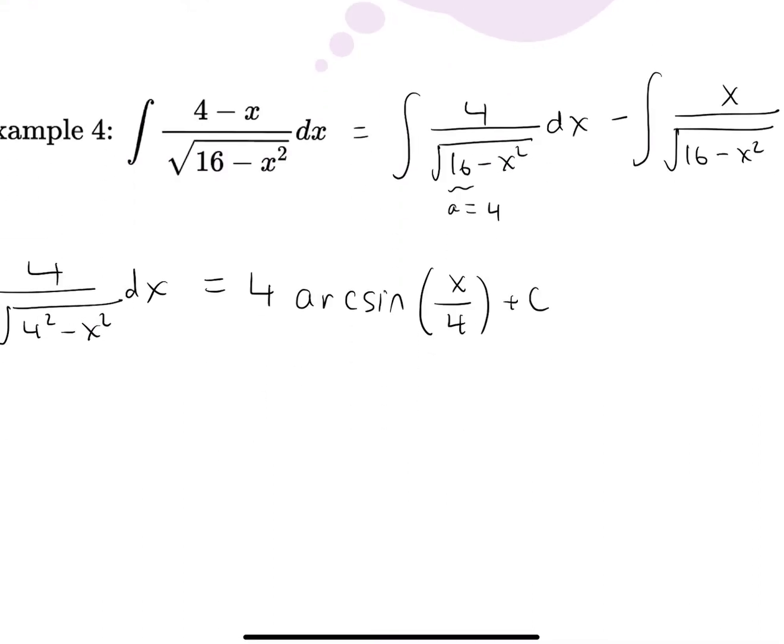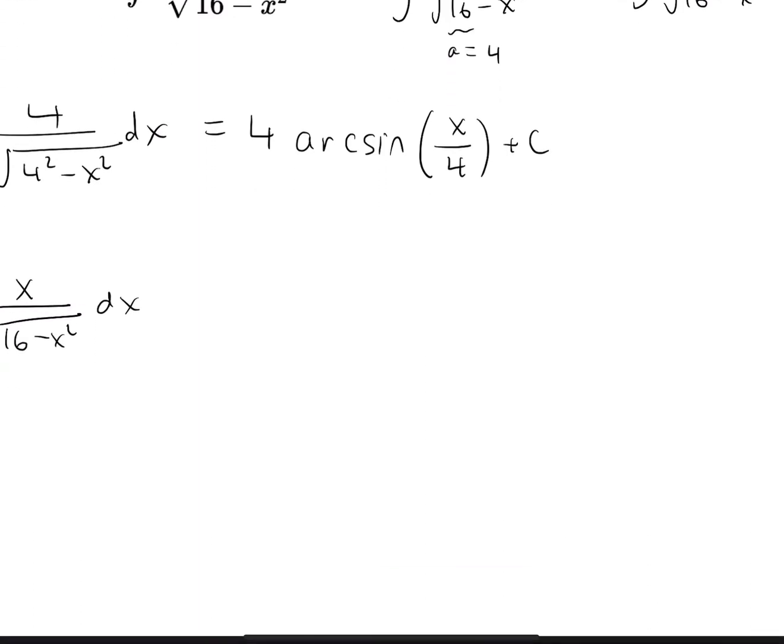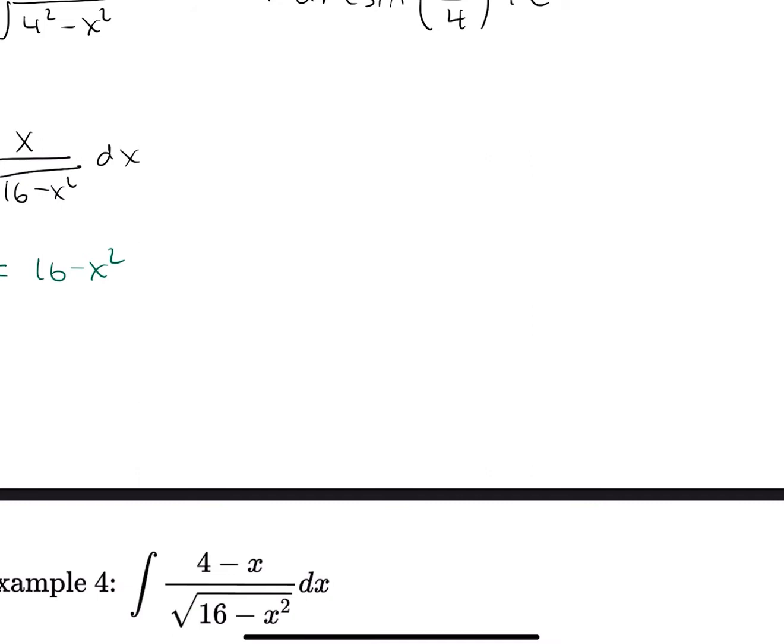Now let's work on integral number 2. So we have the integral of x over the square root of 16 minus x squared dx. As mentioned, we're going to do a u-sub. So let's set u equal to 16 minus x squared. Take the derivative of both sides. du/dx is equal to negative 2x. Now we want to plug in for dx, so let's go ahead and solve for dx. Once we do that, we get dx equals du divided by negative 2x.